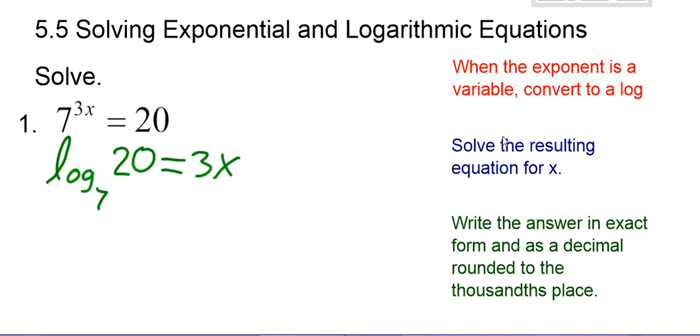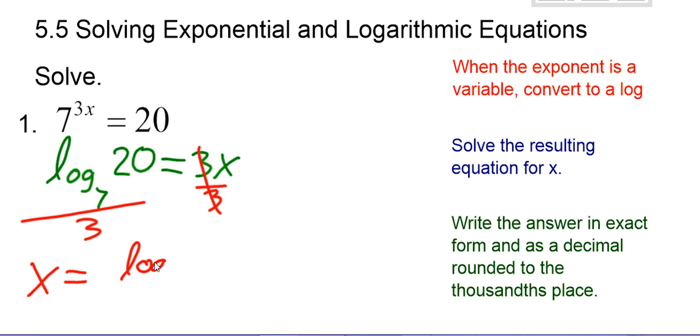So now we converted it, we can solve the equation for x, which is pretty simple, one step, divide by 3. We get x equals log base 7 of 20 divided by 3. So there's our exact answer, or the inexact form, log base 7 of 20 over 3.